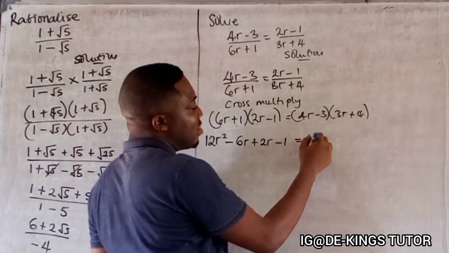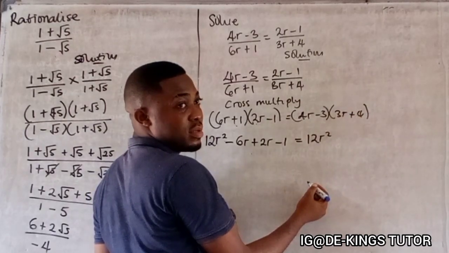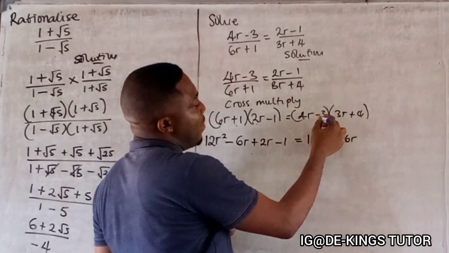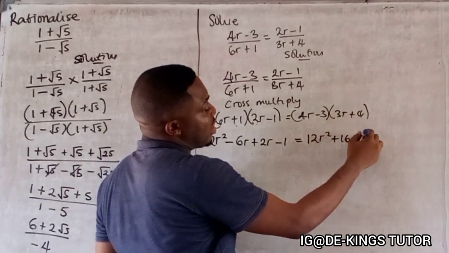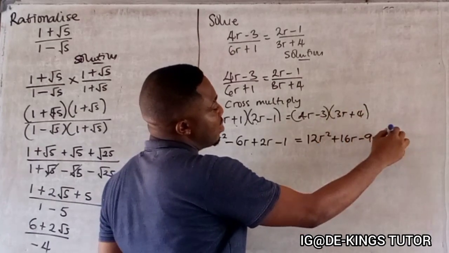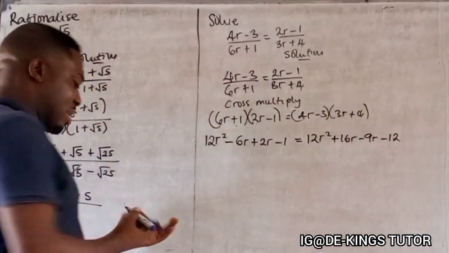Equal to, do the same for this. 4r times 3r, 4r times 4. This is plus 16r. Minus 3 times 3r as well as minus 3 times 4, minus 12.